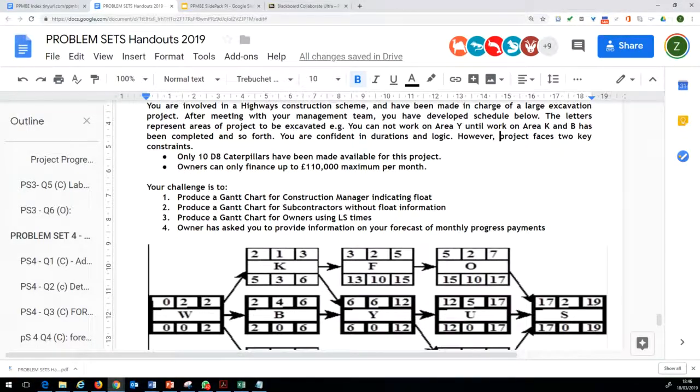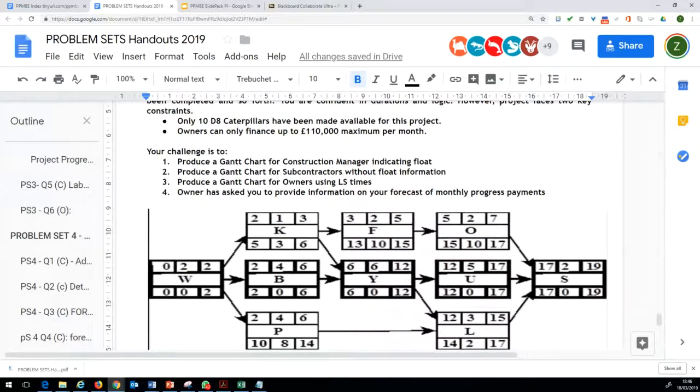So first of all, certain tasks are required here. Firstly, the case study asks you to produce a Gantt chart for the construction manager, which should indicate the float, and produce a Gantt chart for subcontractors, without float information, and produce a Gantt chart for owners using the late start time. So we communicate with different stakeholders using different approaches.